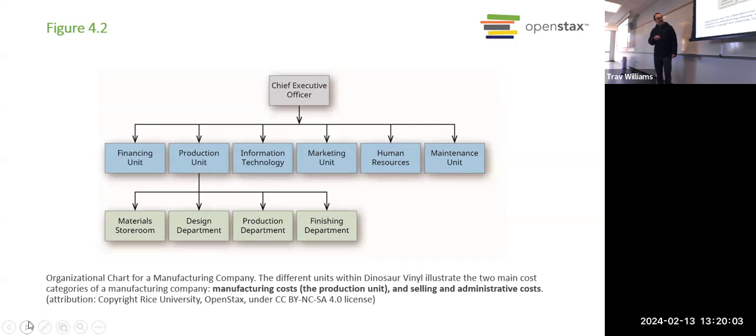Now, design is not always considered part of production. Sometimes it's considered an administrative part of the company. Sometimes it's considered manufacturing and production. So that's kind of a gray area. It depends on the company. Then we have the actual production, the factory or wherever they're actually making the product. And then we have another department that usually packages the item to make sure it's ready to be sold. So the finishing department.